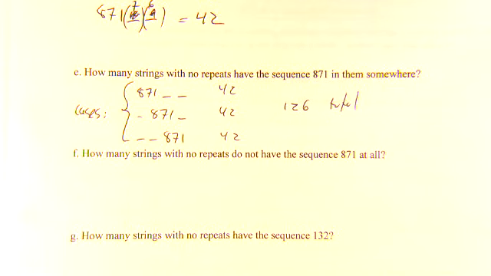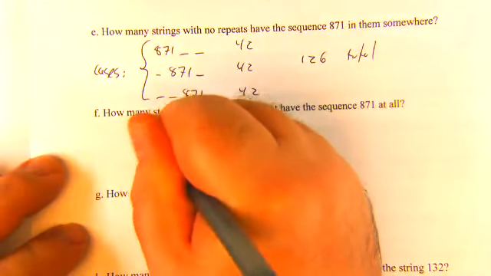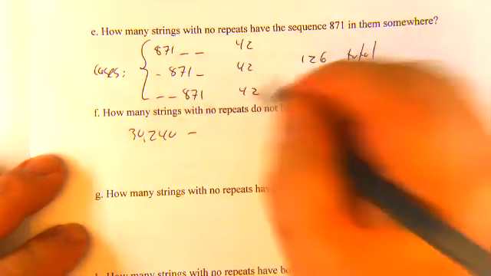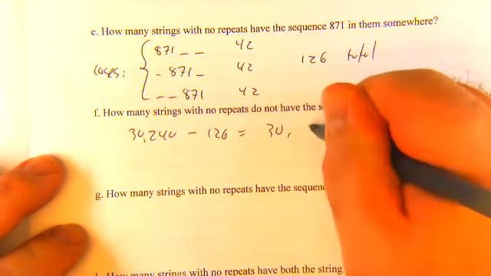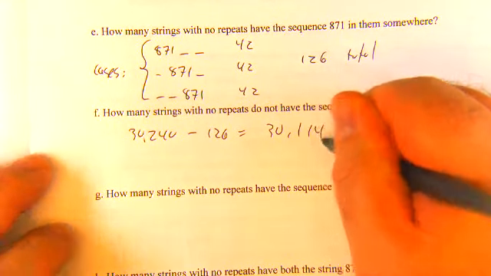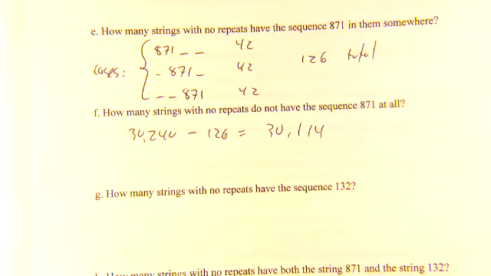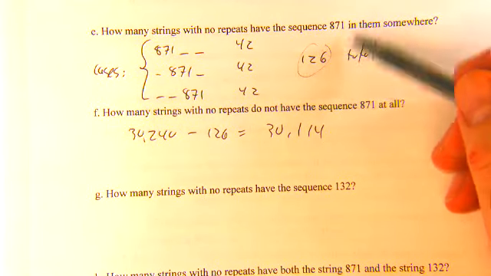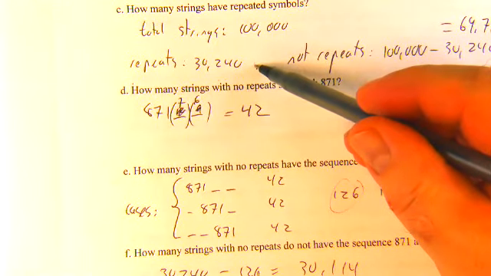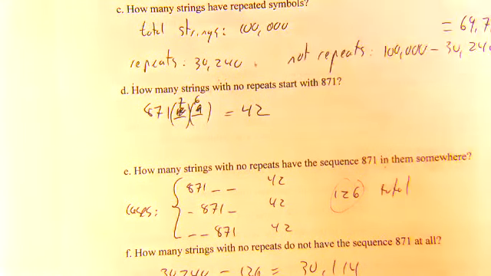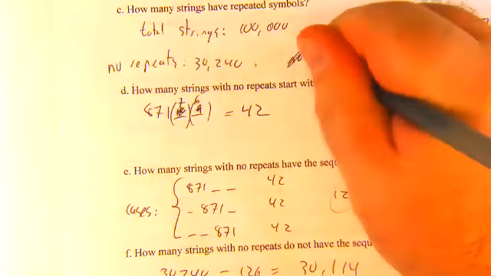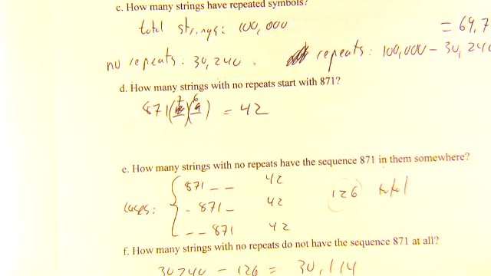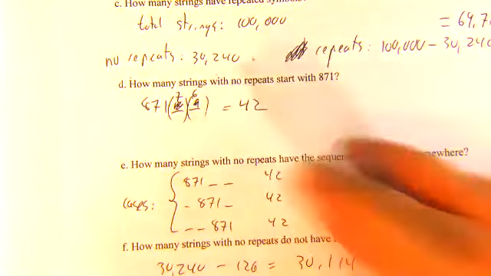So how many strings with no repeats do not have the sequence 871 at all? Well, again, this is complement. So there's 126 that have 871 in them somewhere. There's 30,240 strings with, I got these backwards. This was no repeats. That's repeats. Sorry about that. There's 30,240 that have no repeats.